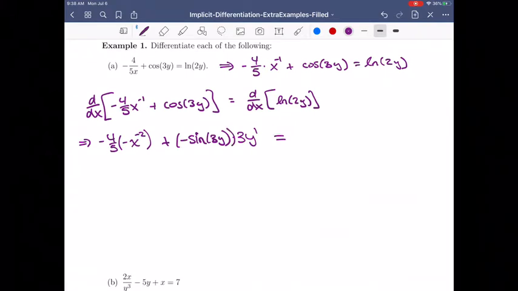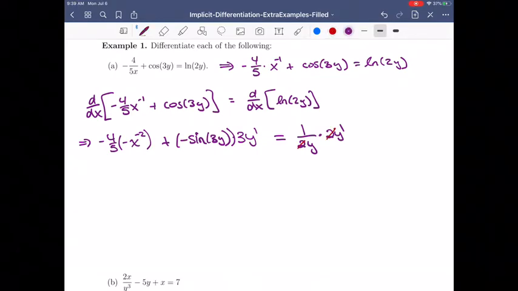And then when I take the derivative again here, it's of y, and I'm taking with respect to x, so I need to remember to multiply by y prime. So when I take the derivative of a ln, it's 1 over the thing times the derivative of the thing. So I'm going to get 1 over 2y times 2y prime. Notice that these 2's are going to cancel out.